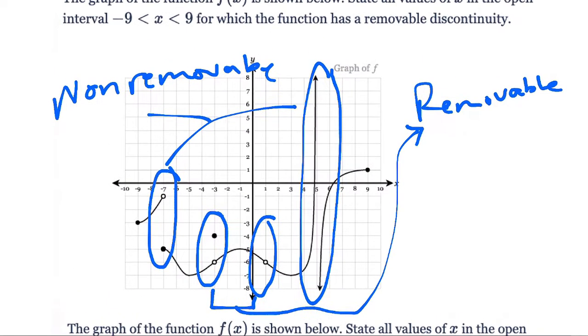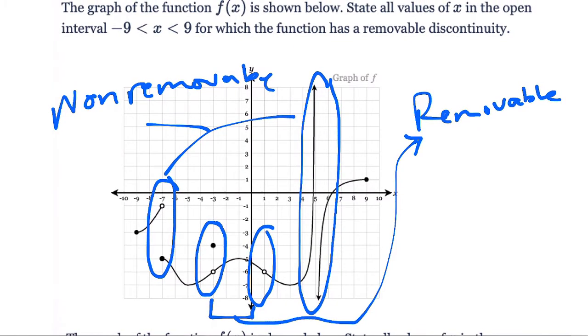Okay, so when we're asked where is the removable discontinuity, it's when x equals -3 and when x equals 1. So both of those places would be answers to that.